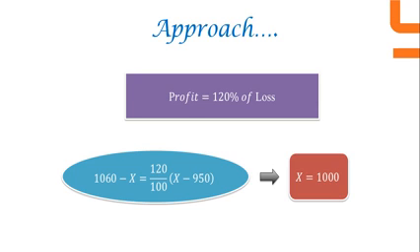Now what is the question? At what price should the article be sold to earn 20% profit? Okay, again you have been given a profit percentage or the gain percentage, which is equal to 20. You have the cost price. You've just calculated the cost price, which is 1000 rupees. And now you have to find out the selling price, right? At what price should the article be sold? That is the selling price.